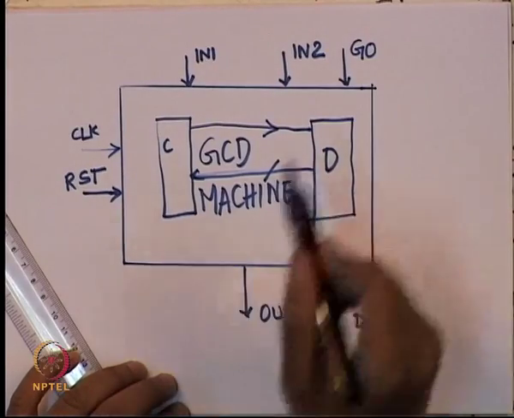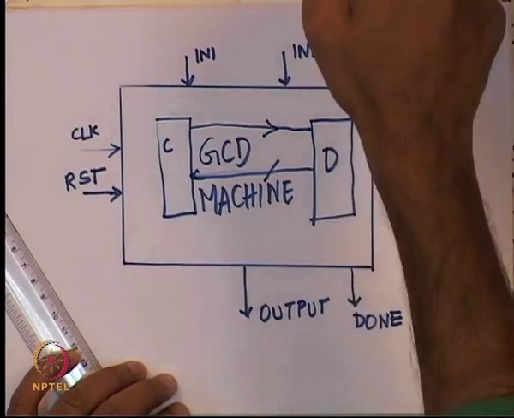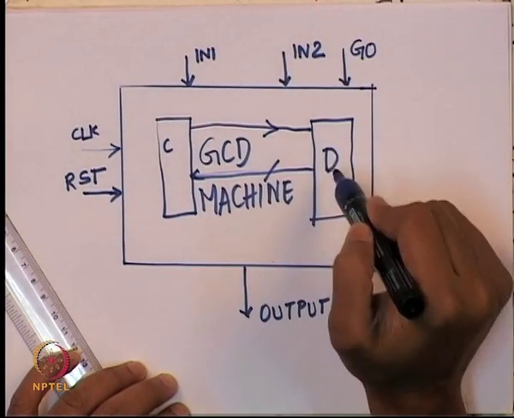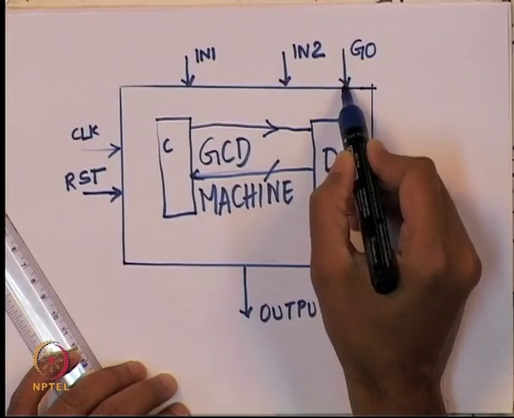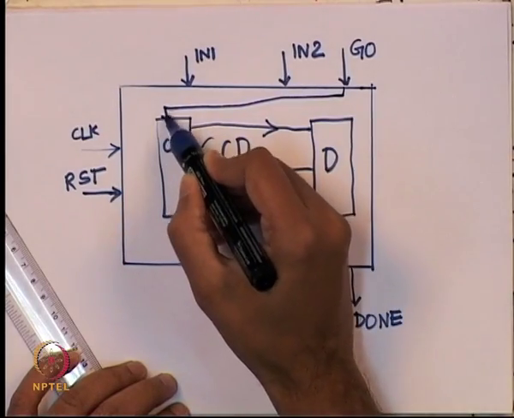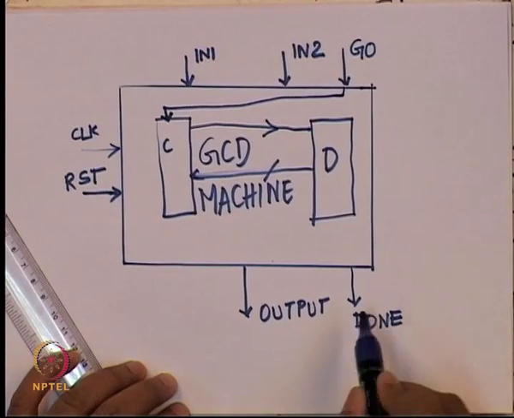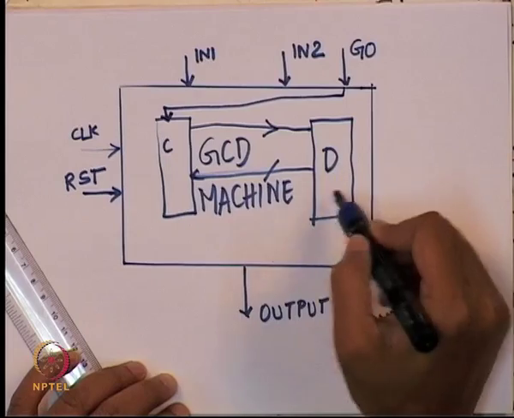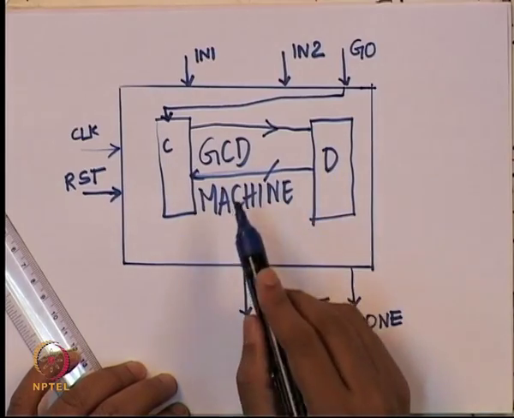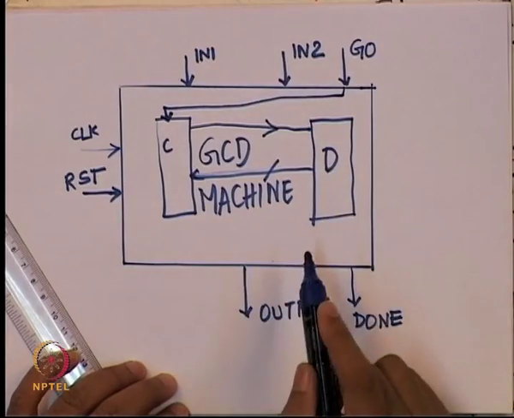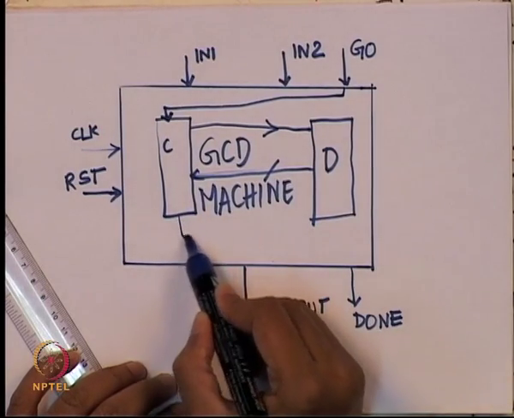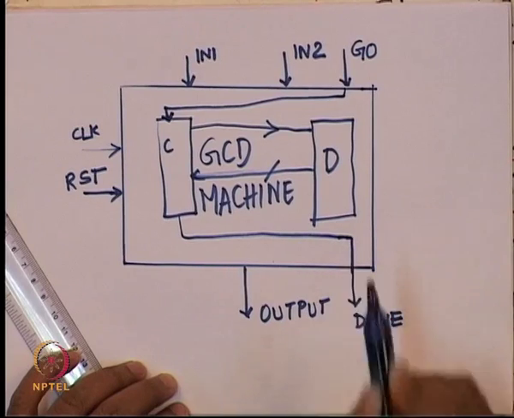And this go and done are coming from the external world. Remember, the go is coming from the external world, it is not coming from the data path. So, go should somehow be given as input to the controller, and this done, once everything is done, the GCD machine is going to tell the controller that A is equal to B. At this point the output register is correct. So, the done signal should come in turn from the controller.